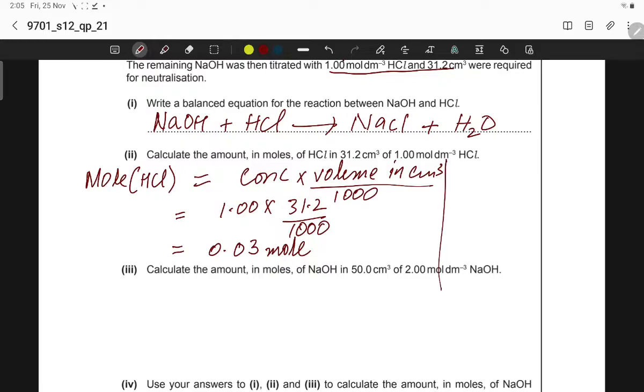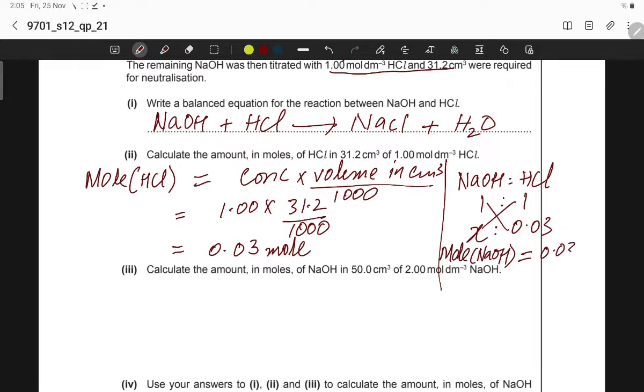Now find out the mole of sodium hydroxide which is used to react with HCl by using mole ratio. So there is 1:1 and 0.03 moles. Cross multiply, and moles of sodium hydroxide is equal to 0.03.